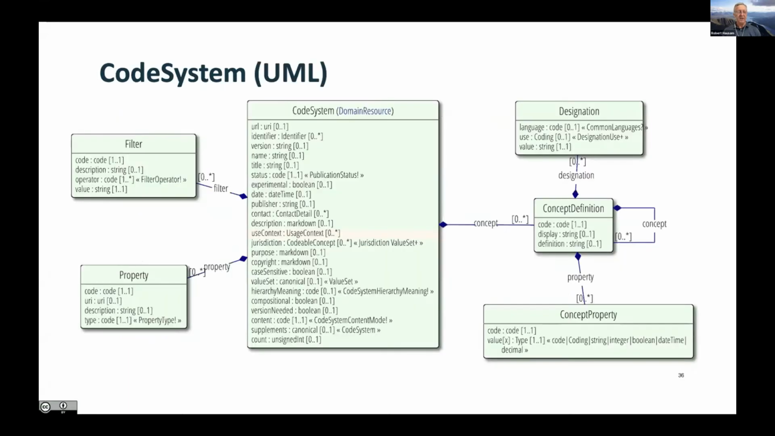All right, so we won't look at details of this, but this is the UML diagram that shows kind of how this resource is structured. You can peruse that more at your leisure. It's in the FHIR specification.